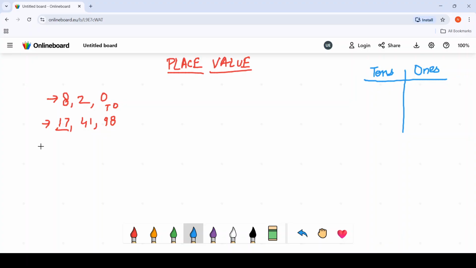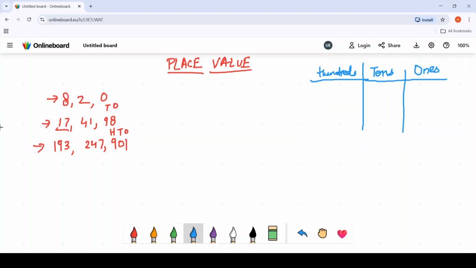Now what if we have a number like 193 or 247, 901, any three digit number, right? So we know this is ones place, this is tens place, then what is this? This is hundreds place. Okay, so there is going to be one more column here and it will be named as hundreds.